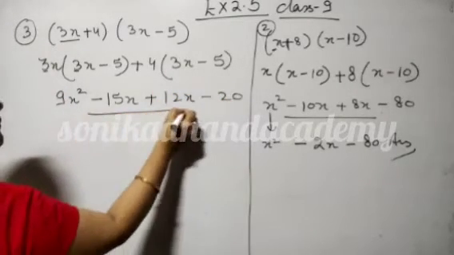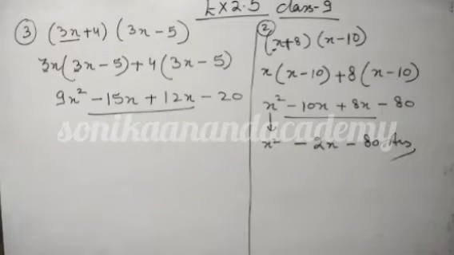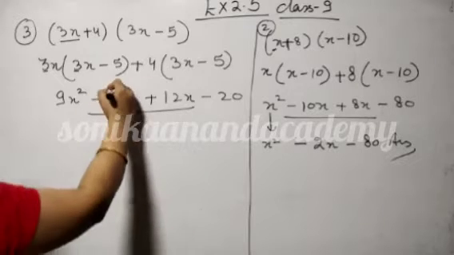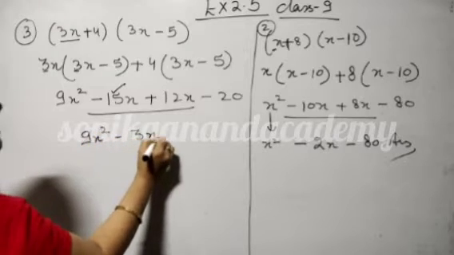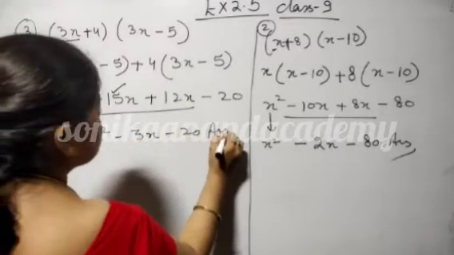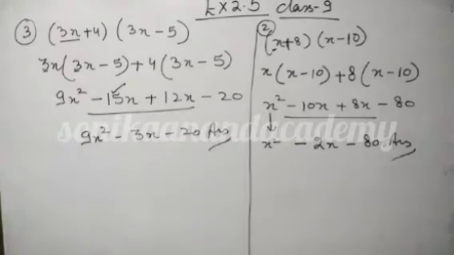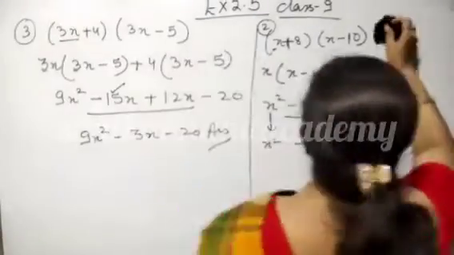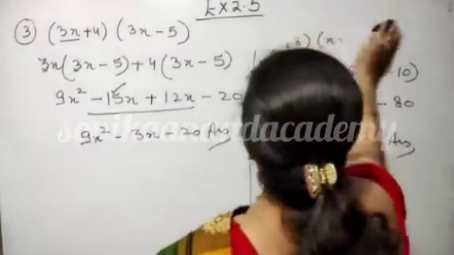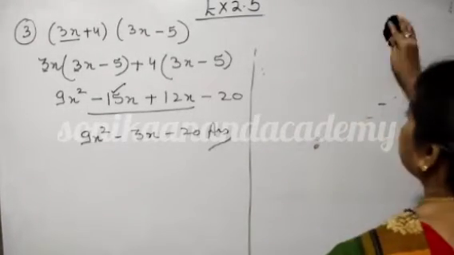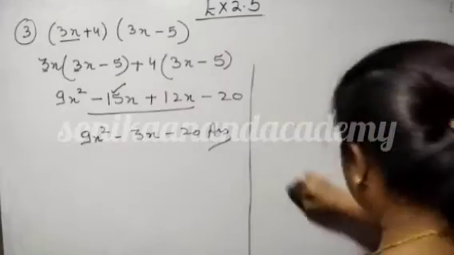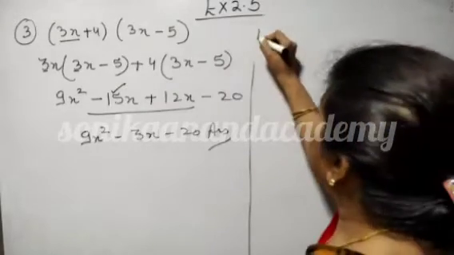Now these again have different signs. Minus 15x and plus 12x both have different signs. So we subtract them and 15 is the bigger digit. So we write 9x squared minus 3x minus 20 and this is our answer. So when there are opposite signs, we have to subtract them. And when they have the same signs, whether plus plus or minus minus, we have to add both of them.